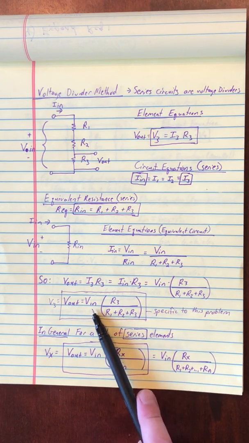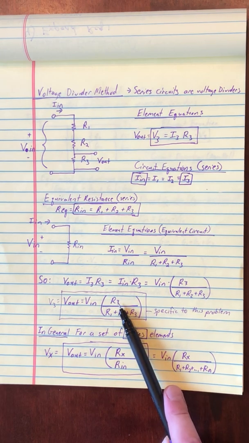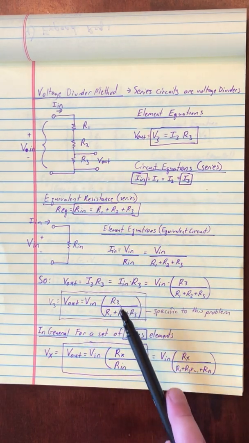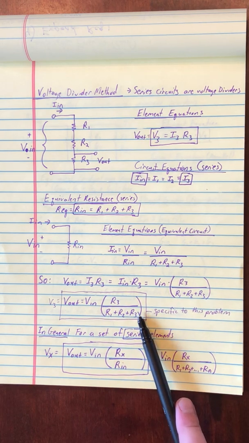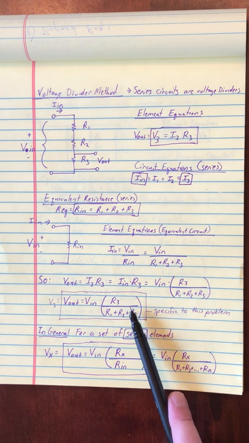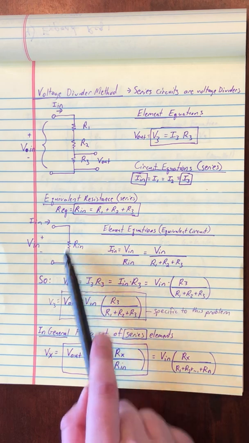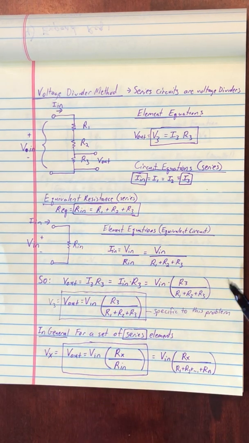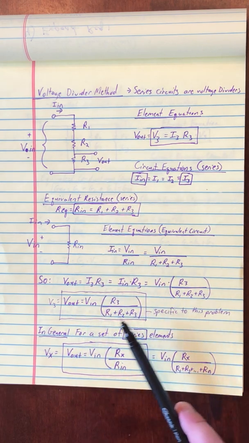Essentially what we've done here is pick the resistor we were interested in looking at the voltage across, that was R3, and then divide by the equivalent resistance of the whole network, which is just the sum of the three resistances. That factor is then multiplied by our input voltage, and the result is the output voltage across R3.